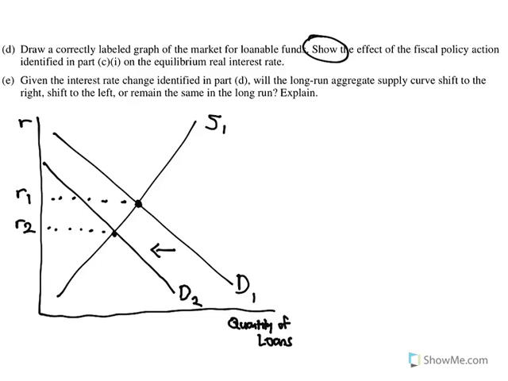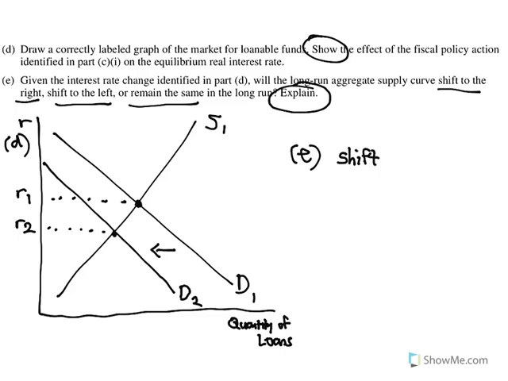And the last part of this question says, okay, now that we've got this lower interest rate, what is the effect of that on the long-run aggregate supply curve? And again, look at this. It's multiple choice. Shift to the right, shift to the left, or remain the same. Now, unfortunately, we do have to explain, so we can't just write down one of those and be done, but at least they give us our choices. And so the answer here to letter E is shift to the right.